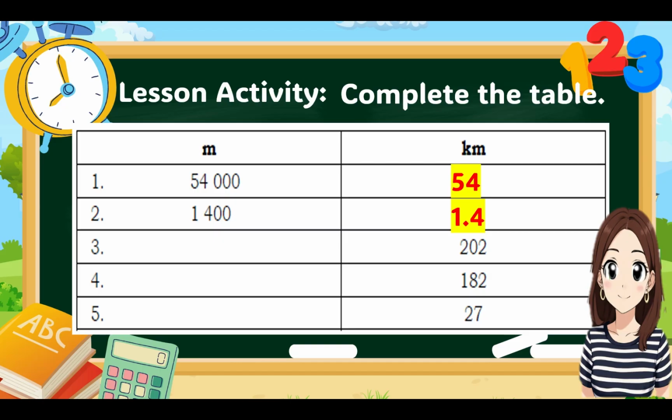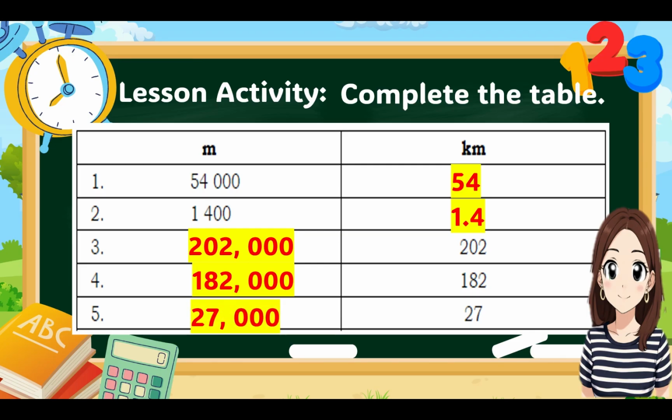Now let's do the reverse. Let's convert kilometer to meter. Now that means we have to multiply this number by 1,000. So 202 times 1,000, that will give us 202,000. 182 times 1,000 equals 182,000. And 27 times 1,000 equals 27,000.